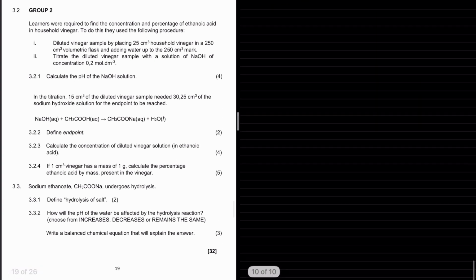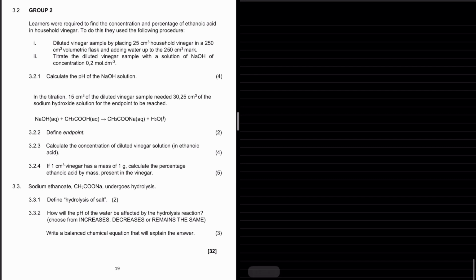Let's look at group 2. So group 2 said, or they were tasked, learners were required to find the concentration and percentage of ethanoic acid in household vinegar. To do this, they used the following procedure. Diluted vinegar sample by placing 25 cm cubed household vinegar in 250 cm cubed volumetric flask. They titrated the diluted vinegar with a solution of NaOH to concentration 0.2. Calculate the pH of the NaOH.